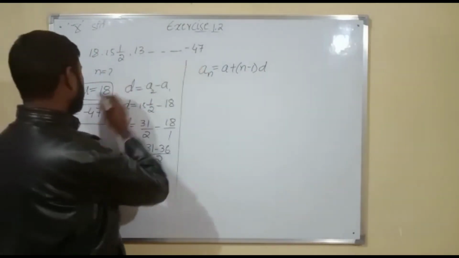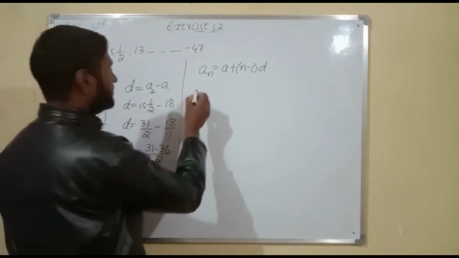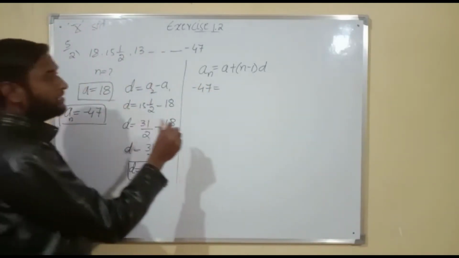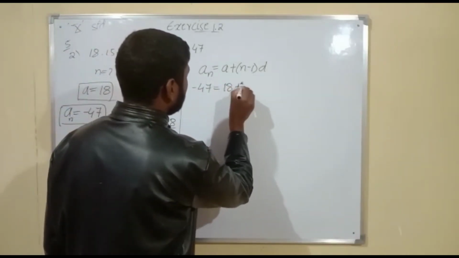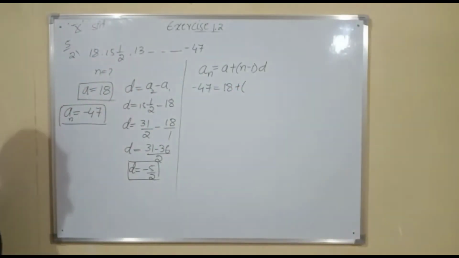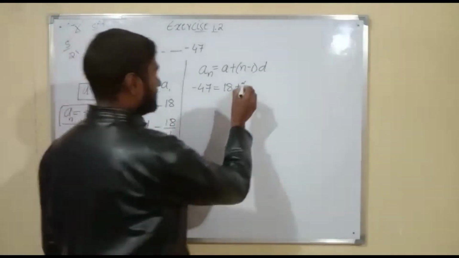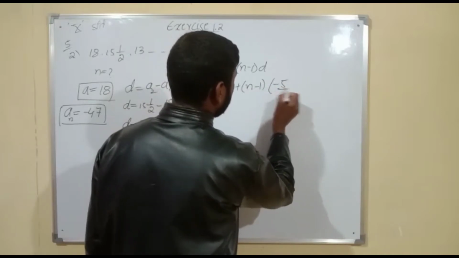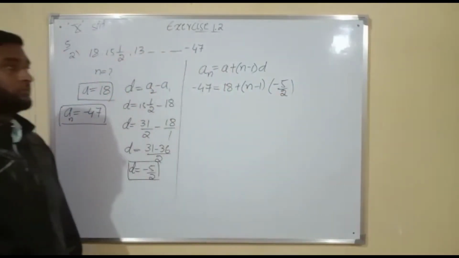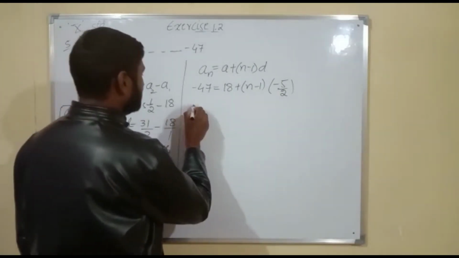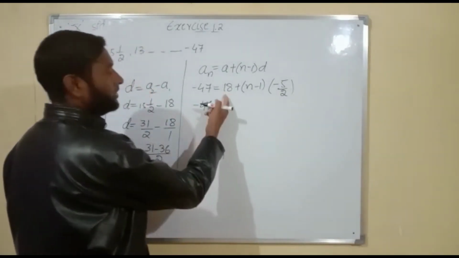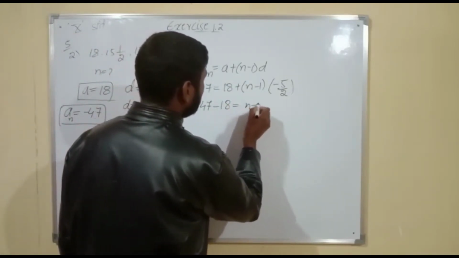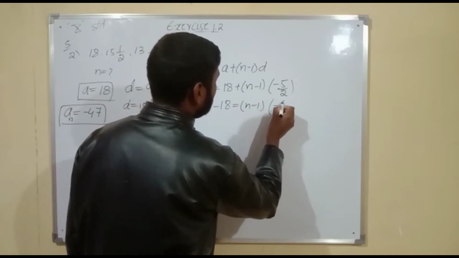What is the AN given? Minus 47, which is equal to, what is the A? It is 18, plus, since we don't know n, keep the n as it is, n minus 1, into D, which is minus 5 by 2. Minus 47: bring this plus 18 to the left hand side, it becomes minus 18, which is equal to n minus 1 into minus 5 by 2.